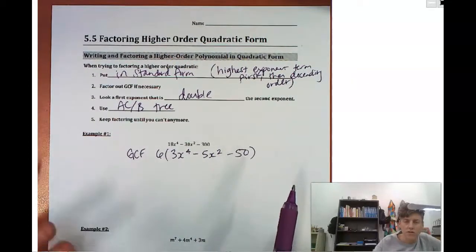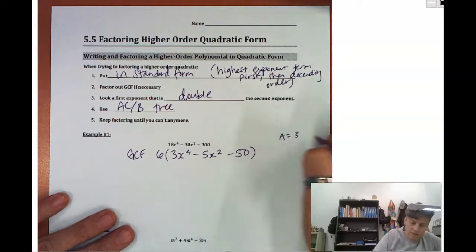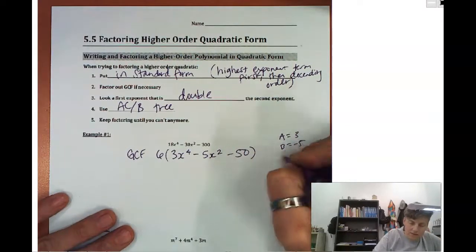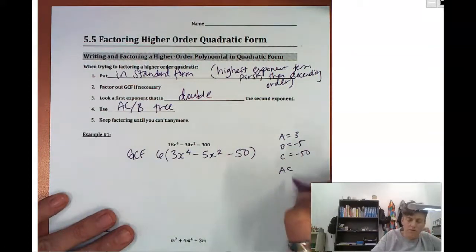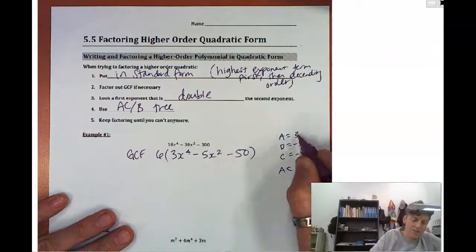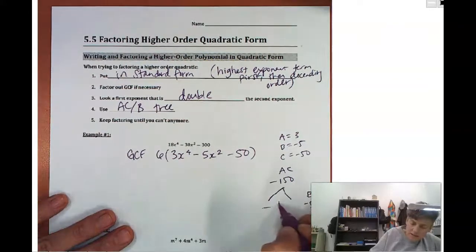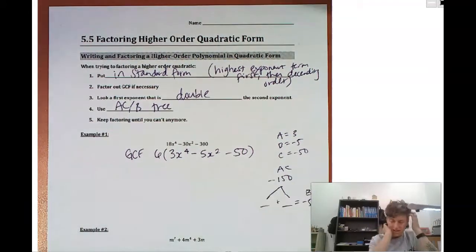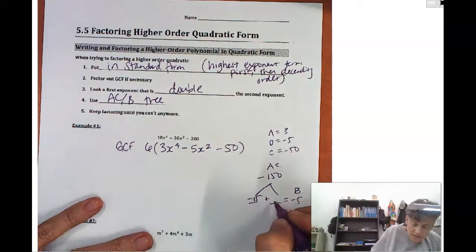Great. So we have a higher order polynomial that's in quadratic form. Fabulous. So now let's use our ACB tree. A is going to be equal to 3, B is equal to -5, C is equal to -50. So our ACB tree says I need two numbers that multiply to be A times C. A times C is -150 and B is -5. Two numbers that multiply to be -150 and add to be -5. Oh, I got it. How about -15 and 10?